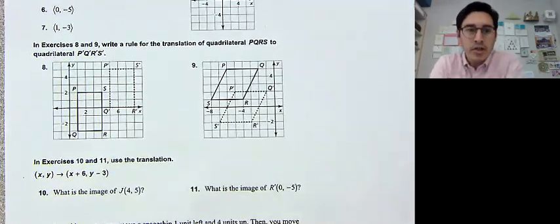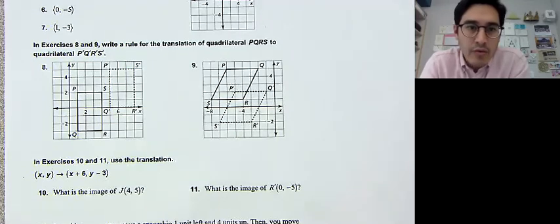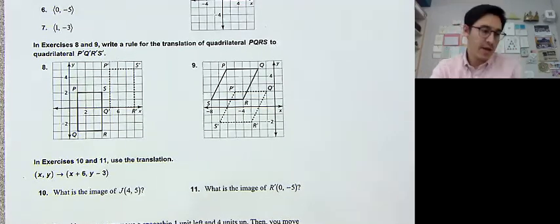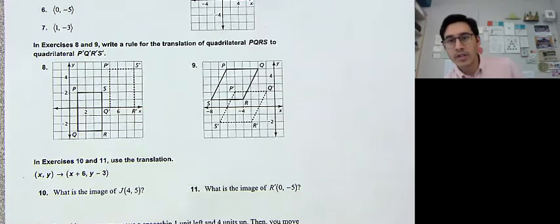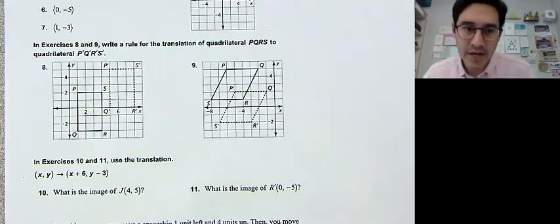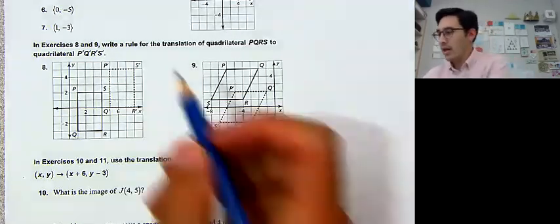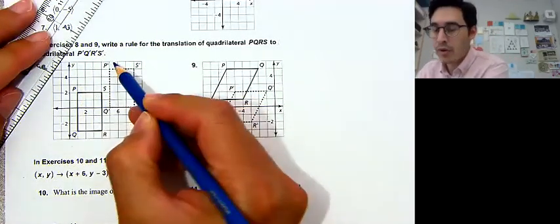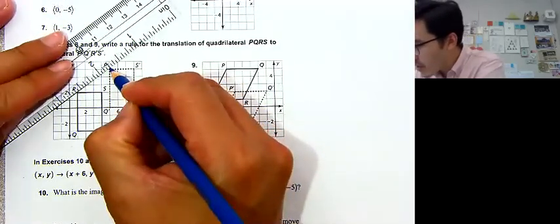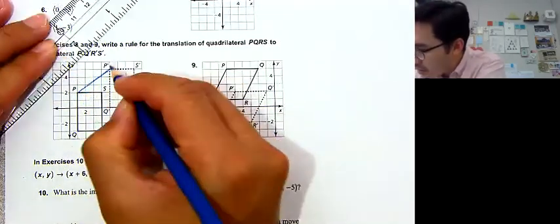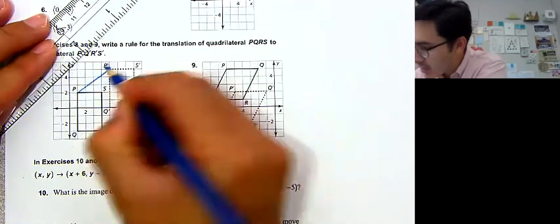All right, let's see, question 8 and 9. Okay, write a rule for the translation of quadrilateral PQRS to quadrilateral P prime Q prime R prime S prime. Well, to determine the rule, we need to first find a vector from an original point to a new point. And so here I'll just go from point P to point P prime. So that's the vector.